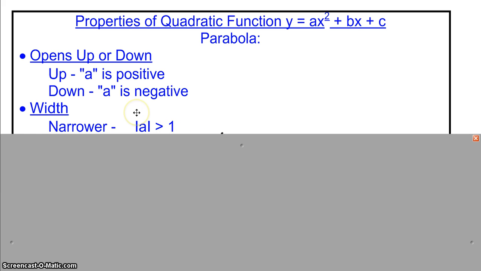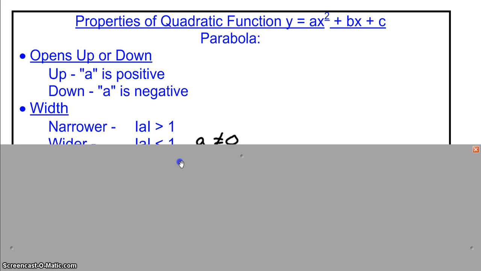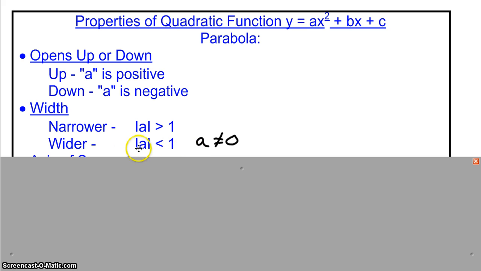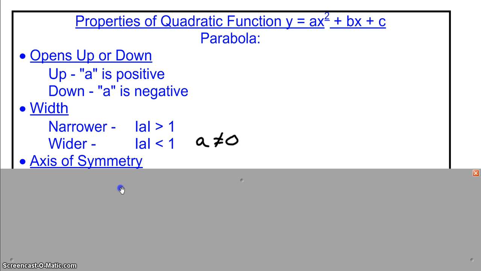Notice we're using absolute value, because even if it's a negative, like negative 10x squared, it's really stretched. It just happens to be also reflected. So we call these stretches, right? When your A value is greater than 1. And then in order to have a shrink or a wider parabola, the A value is greater than 0 and less than 1. And never 0, because that wipes out the quadratic equation.